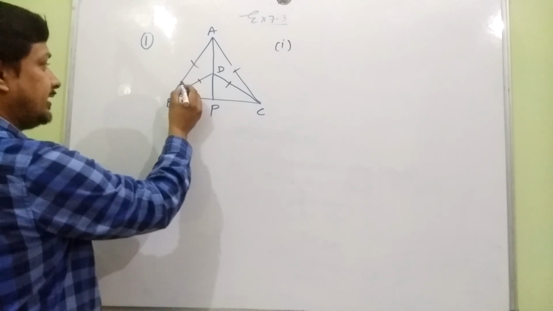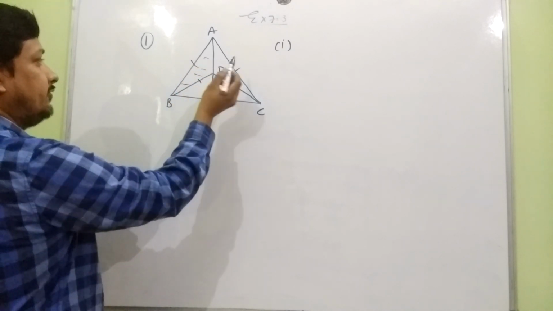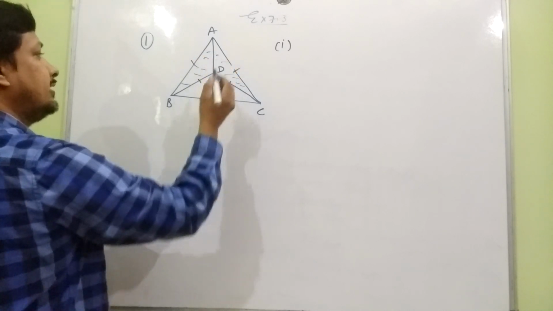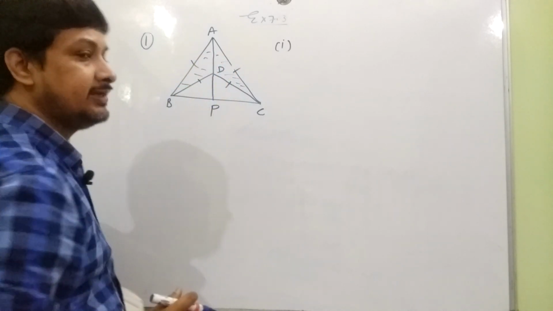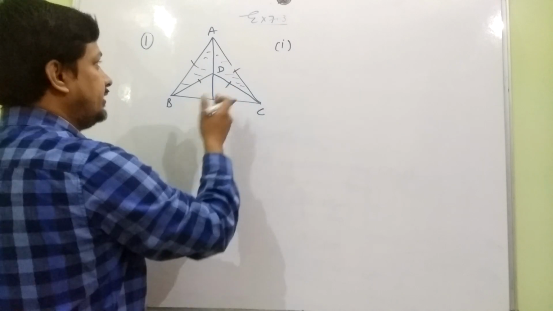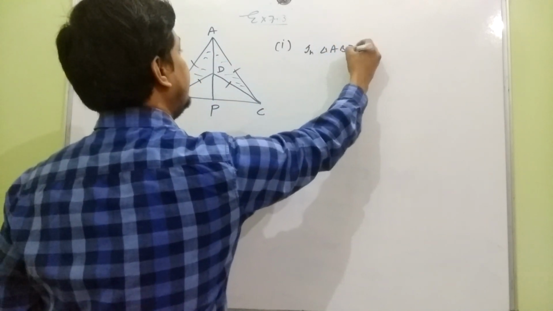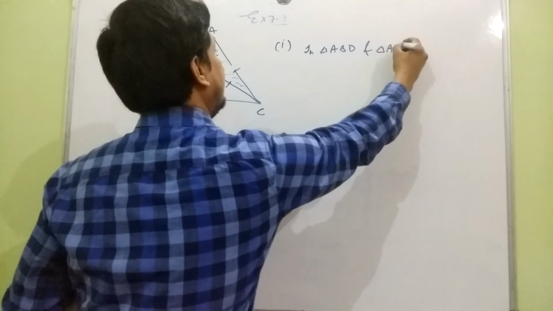ABD. So where is triangle ABD? This triangle. And where is triangle ACD? This triangle. So why are these triangles congruent? Just think about the three things. It is very easy. In triangle ABD and triangle ADC.